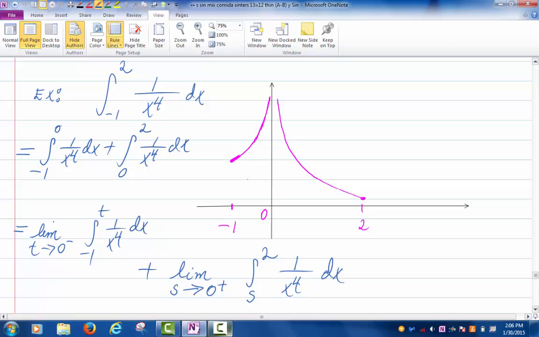If I have a discontinuity at the upper limit, replace the upper limit by a parameter t, and then take the limit as t goes to the upper limit from the left. For the second integral, I have a discontinuity at the lower limit. Replace that by a parameter s, and then take the limit as s goes to 0 from the right. Okay, so that's what we did so far.